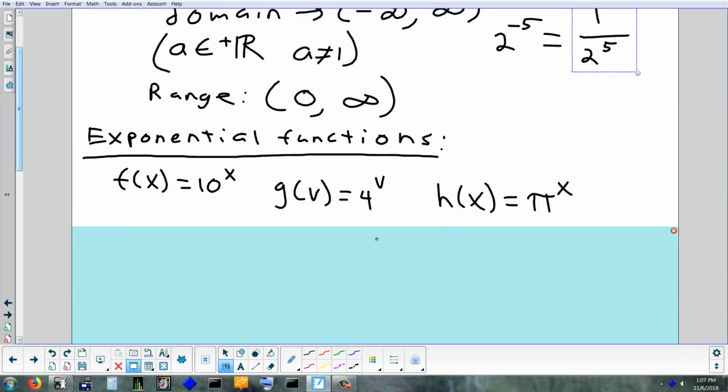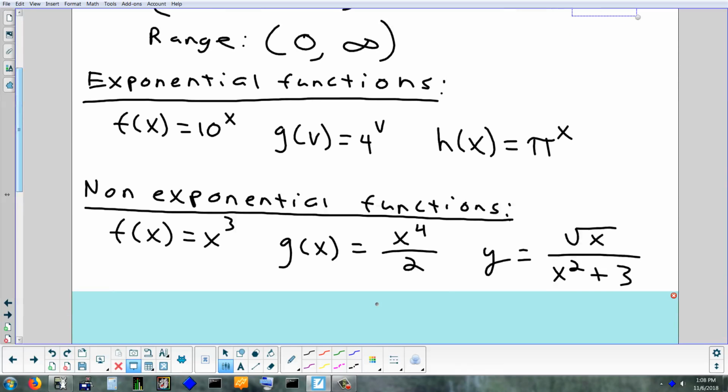These are all examples of exponential functions. f of x equals 10 to the x, g of v equals 4 to the v, h of x equals pi to the x. They all have variable exponents. They all have positive bases that are not 1.